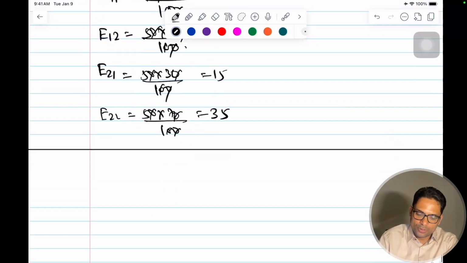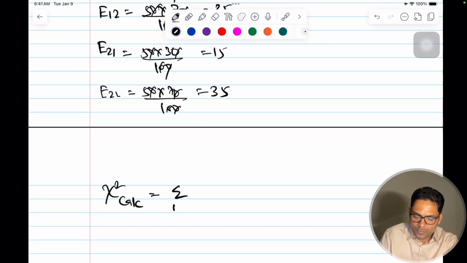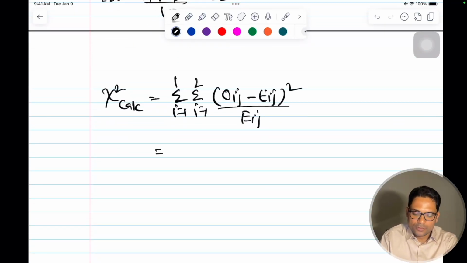And now let's put all these values in my chi-square calculated. This is equal to sigma i equal to 1 to 2, sigma j equal to 1 to 2. So we'll just put all these values together, and then let me write the formula so that we don't forget it.